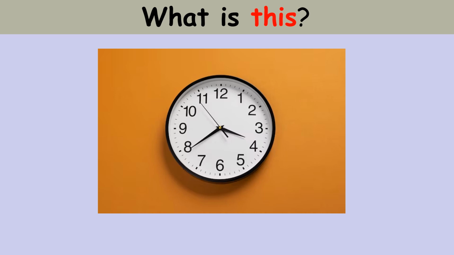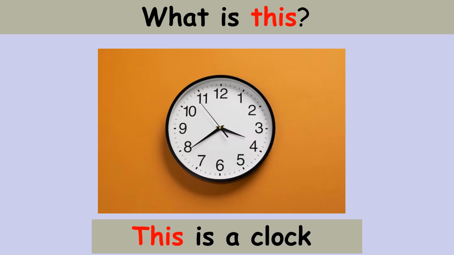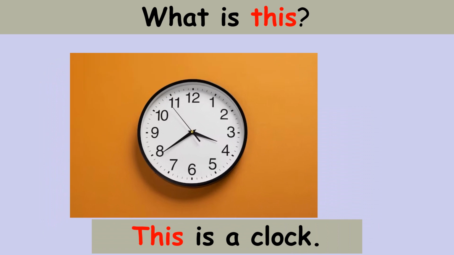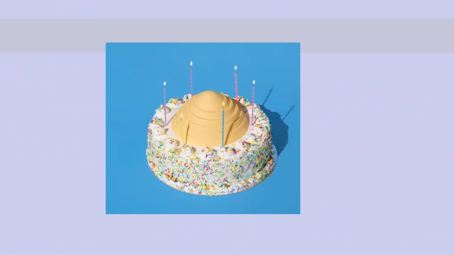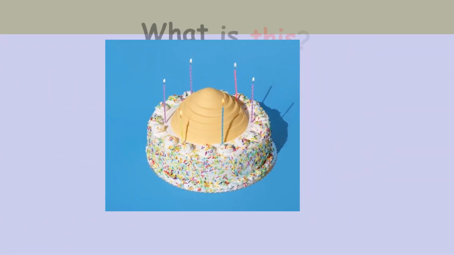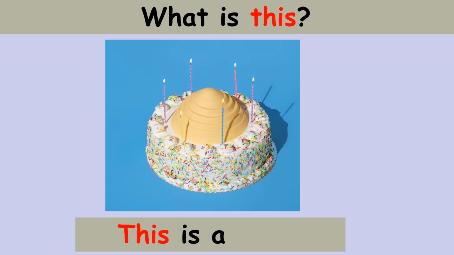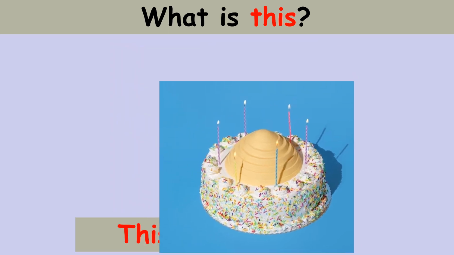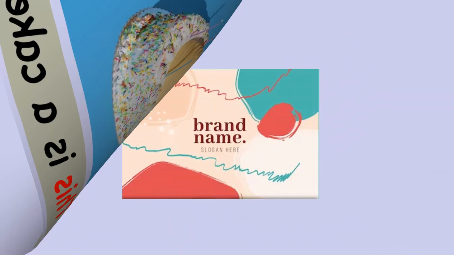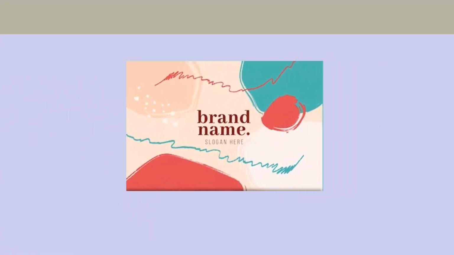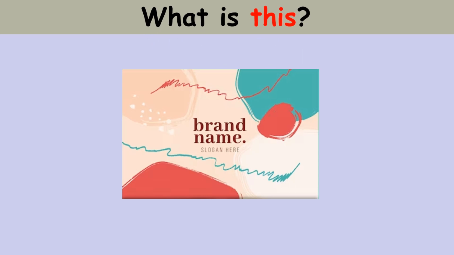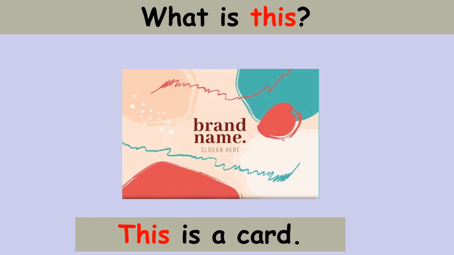What is this? This is a clock. What is this? This is a cake. What is this? This is a car.